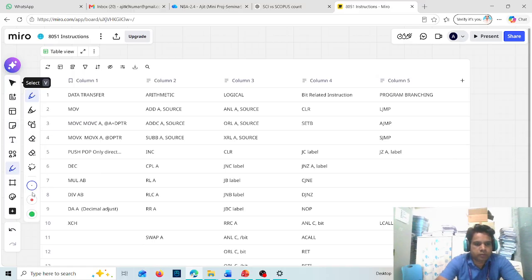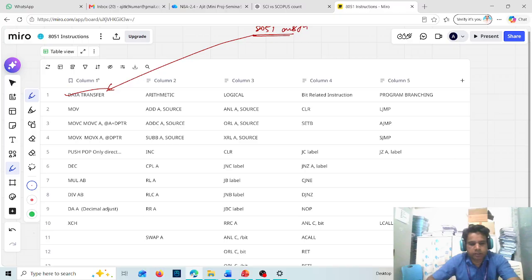So we'll see all these one by one. We can see here we have different classes of 8051 instructions. This set of instructions has different categories. The first one is called data transfer instruction. The data transfer instruction is the kind of instruction which transfers data from one place to another place.